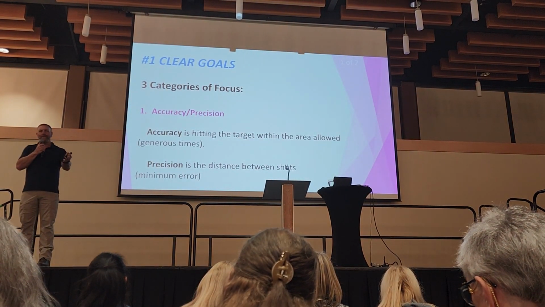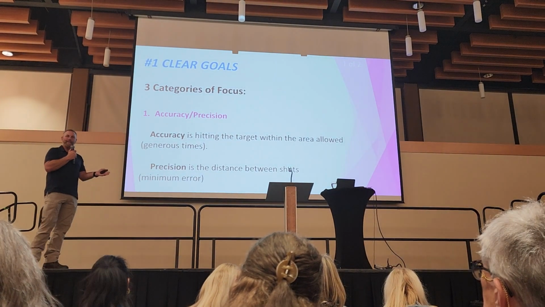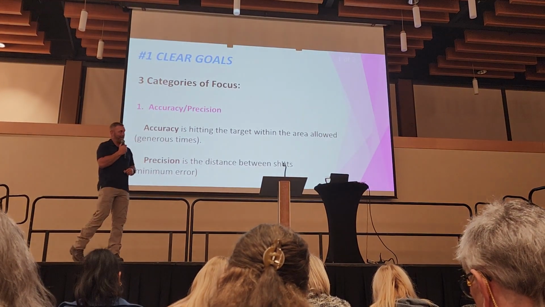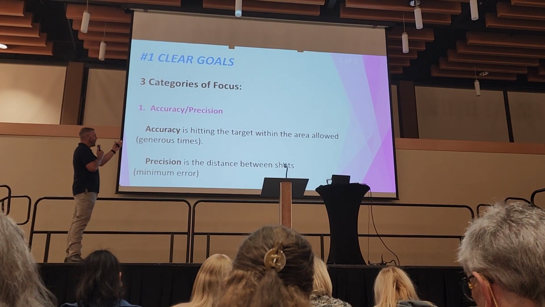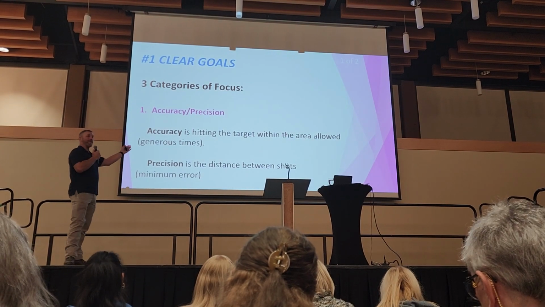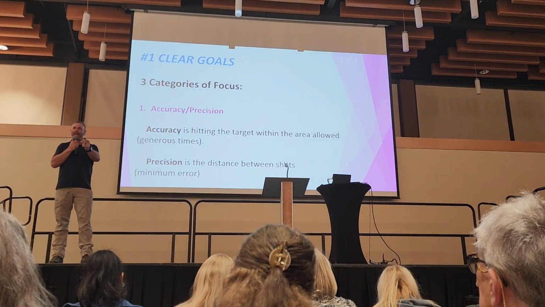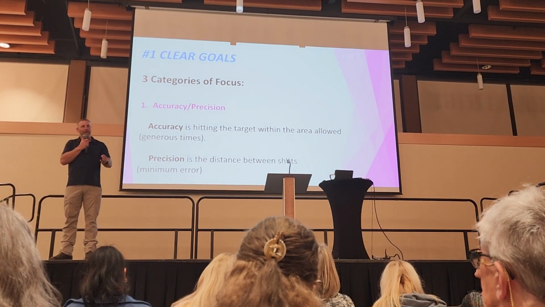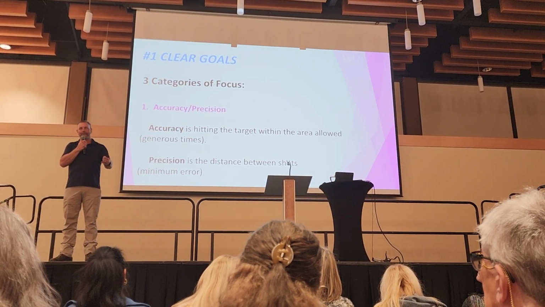So accuracy is simple. It is hitting the target. It doesn't say make a small group though, does it? It says hit the target, right? So if you hit within the area allowed with generous times, because when you're training accuracy mode, can you train speed at the same time? So if we're shooting a bullseye drill at 25 yards, it's going to take a certain amount of time.